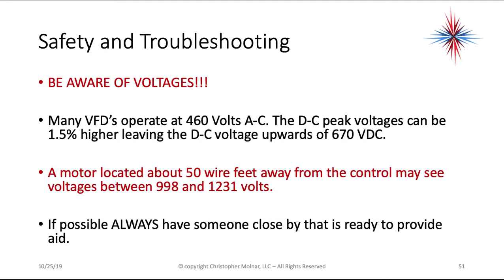We have to talk about safety and troubleshooting with VFDs because you have to be very aware of the voltages. Many VFDs operate at 460 volts AC. The peak voltage can be 1.5 times higher, leaving the DC voltage upwards of 670 volts DC. A motor located about 50 wire feet away from the control, that's the output of the unit, can see voltages between 998 and 1231 volts.